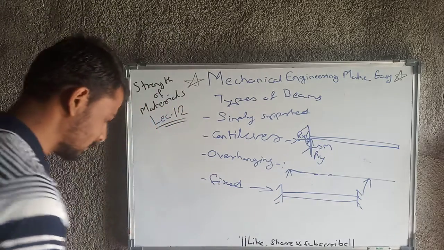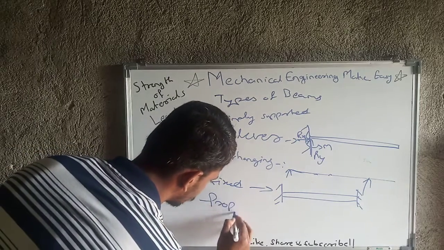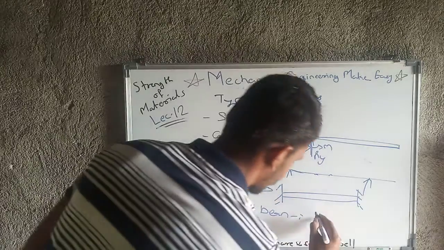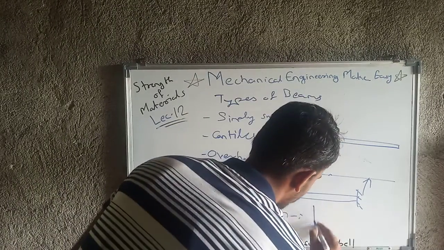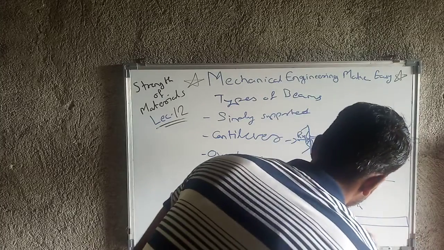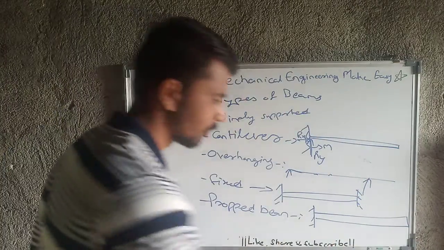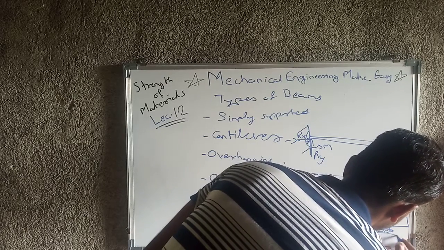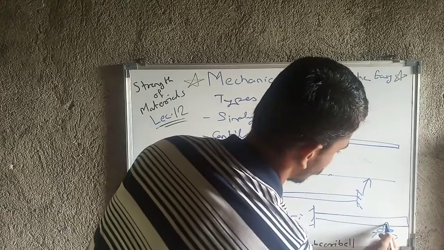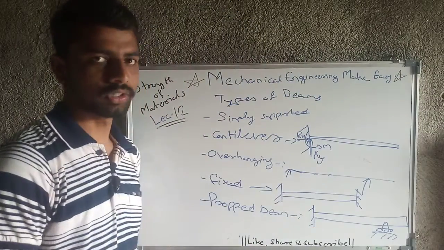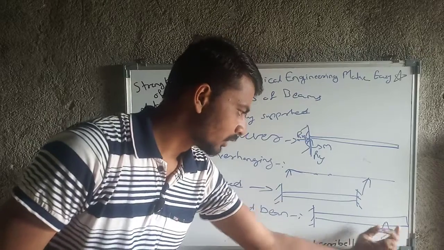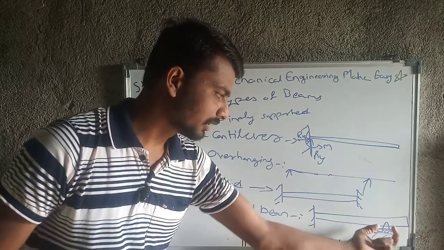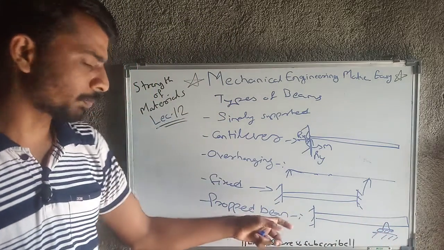Then next is the propped beam. What is the case of a propped beam? Propped beam means, this is the case of a cantilever beam, but we have changed one thing here: we have added one roller support. That roller support is not directly at the other end; it is somewhat inward from that end, meaning some portion is overhang and then the roller support is there. So this is the case of a propped beam.